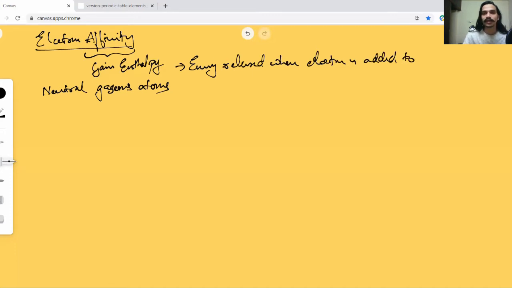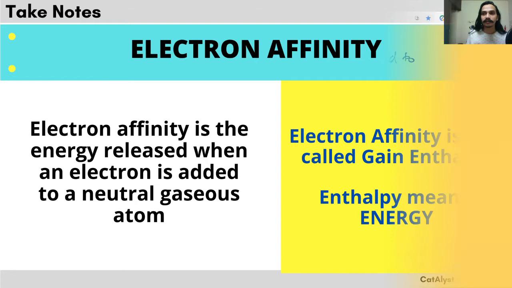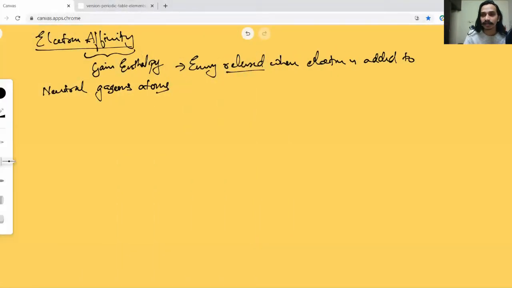Look at the difference: we are saying energy released. Typically it means we are not giving any energy, we don't put any effort here. It's about what happens once the electron is taken. The atom itself is going to give out energy. That is a sign that the atom is actually keen on taking the electron because it wants it. Again, that will differ from atom to atom depending on where that atom is.